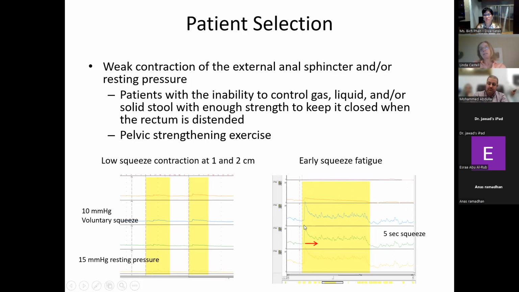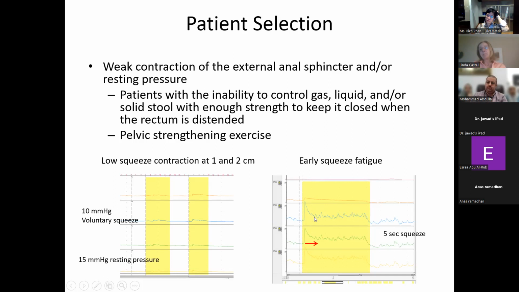When they squeeze, they should be able to maintain 50% of their initial squeeze pressure for greater than 30 seconds. So this patient produces a nice healthy squeeze. It's about 100 millimeters of mercury on this channel anyway. This is posterior left on our left channel.